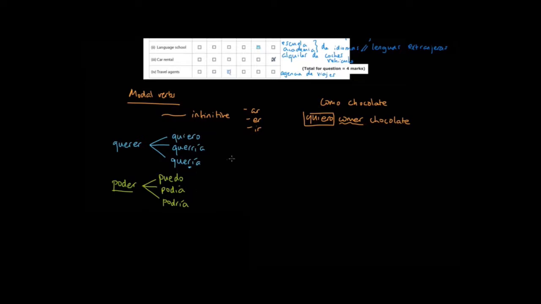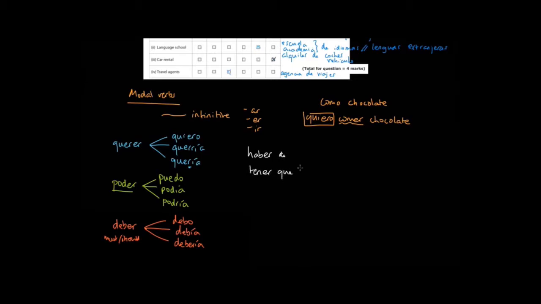Another one of these verbs is deber, which is a bit like must, should, have to, a bit of a mixture of them all. So deber, in the present tense, debo, I must, I have to. Debía, I had to. Debería, I should. Okay, so notice how important these are. I'm sure you've seen forms of these many times, but you need to make sure that you remember them for the exam.